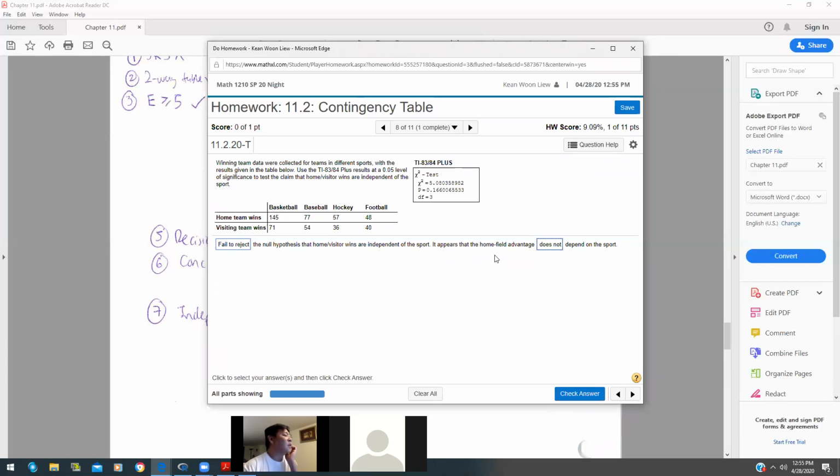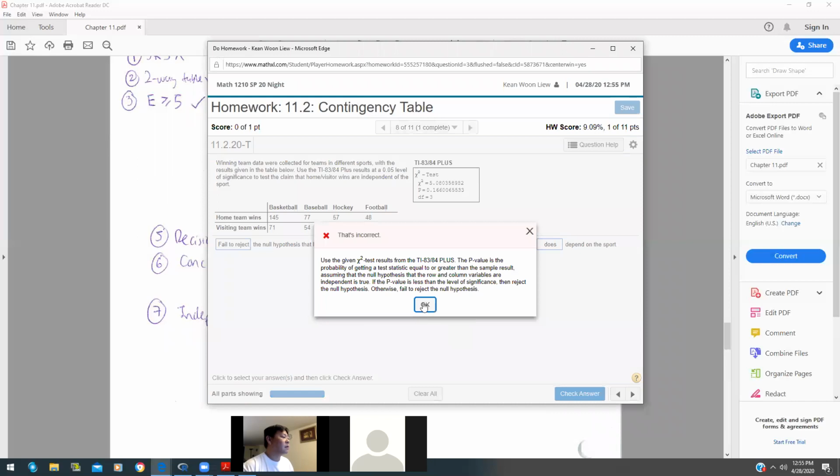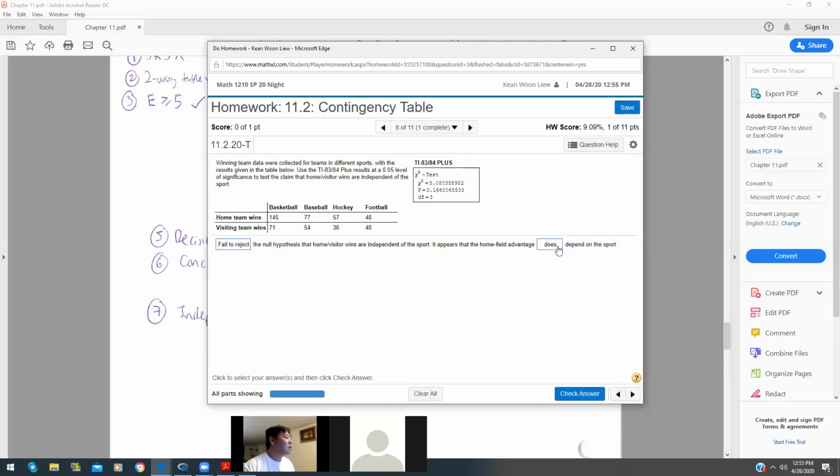Let me see, this one you have to think about. You fail to reject this, so this should be dependent. Yeah, dependent, because fail to reject is a negation. Independent, that means not independent. Not independent means it's dependent in this case. No, maybe not. That does not depend.